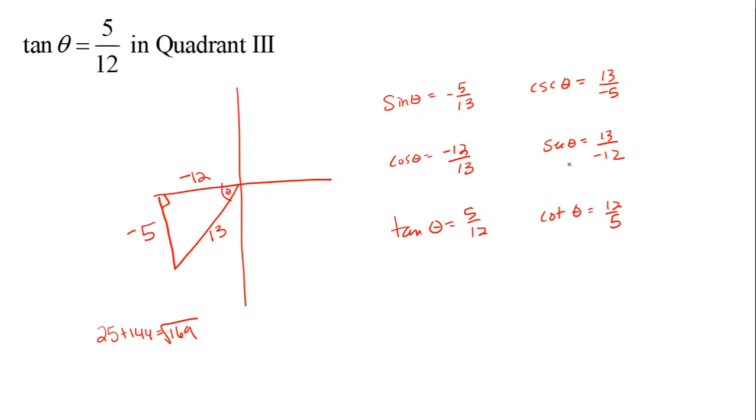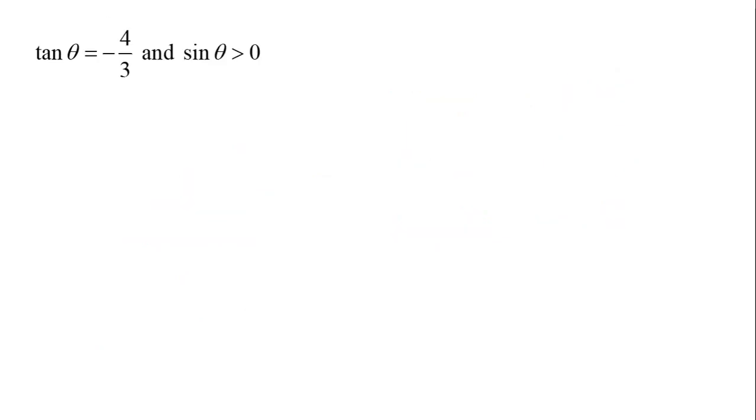So this is the first type of example you're going to see. The next one, we have to do a little bit more thinking. So if I draw my coordinate plane, first I know that tangent is negative. So if you recall, tangent is negative here and here. So I know that I have to be in either of these two quadrants, but I need to narrow it down to one.